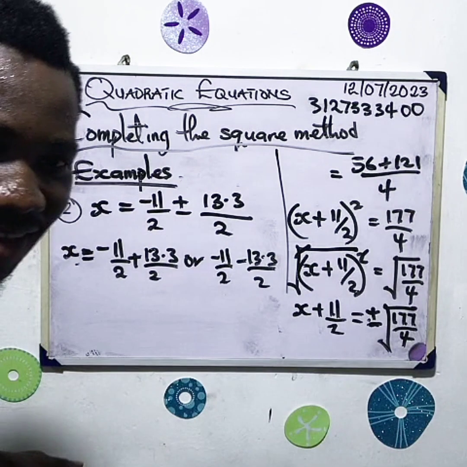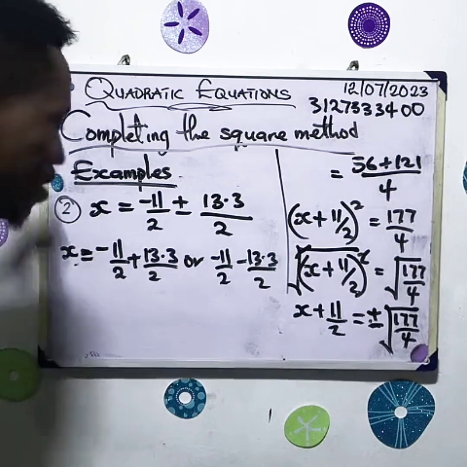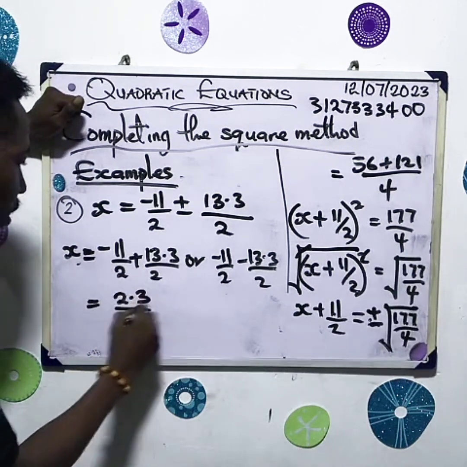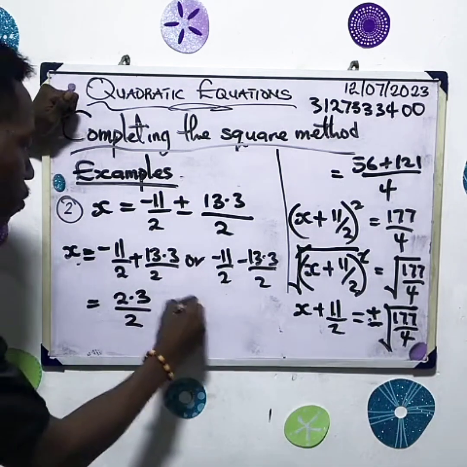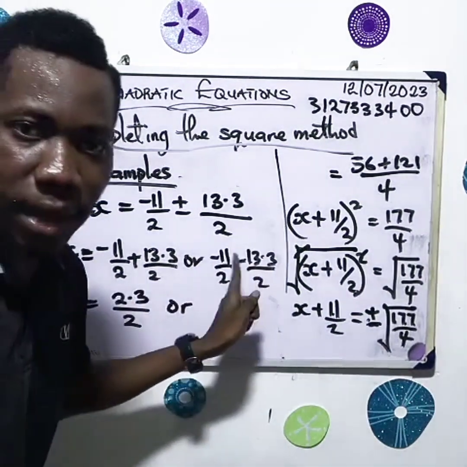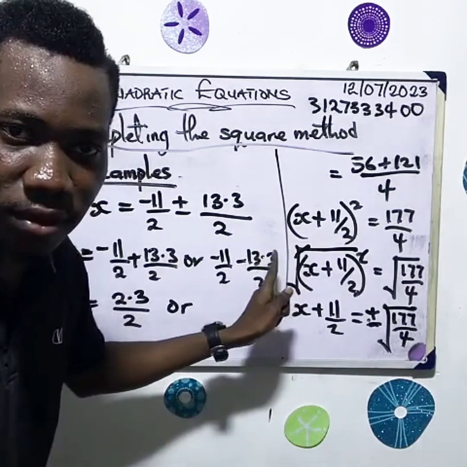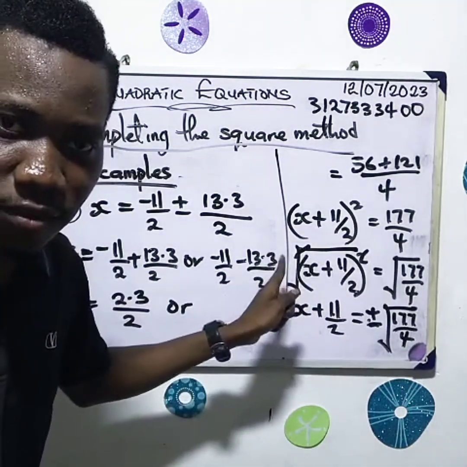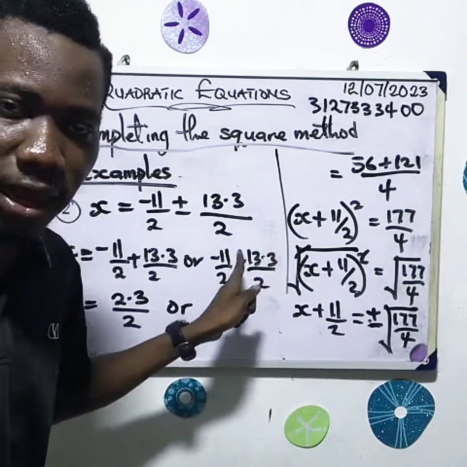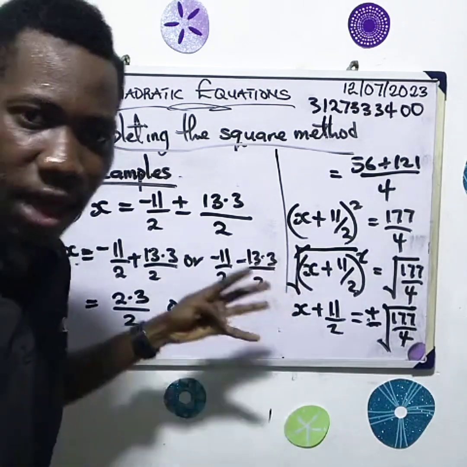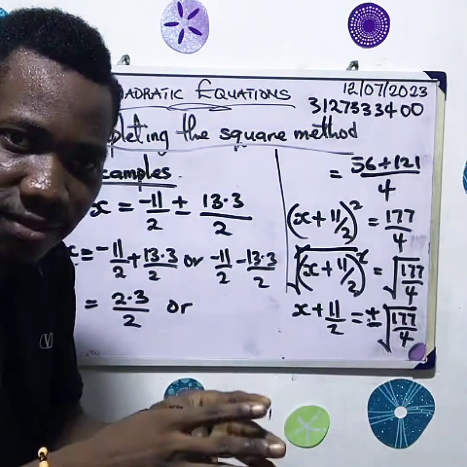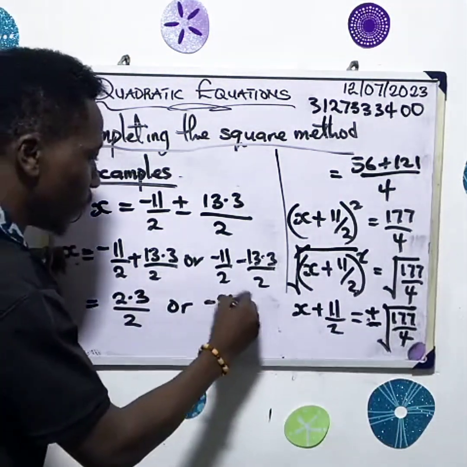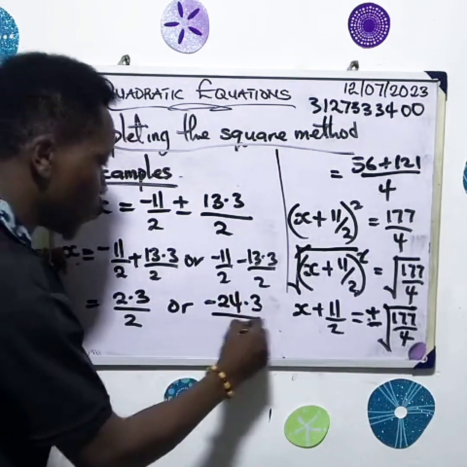Hello, Larry, good evening, welcome. So that's equal to 2.3 over 2. Or how about this one? Minus 11 minus 13.3. I am owing 11, I am also owing 13.3. Means altogether I am owing 24.3. So minus 24.3 over 2.